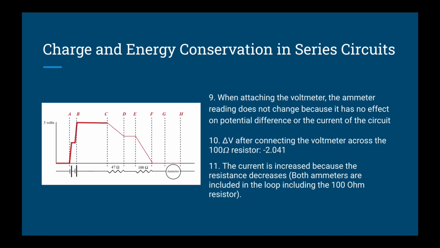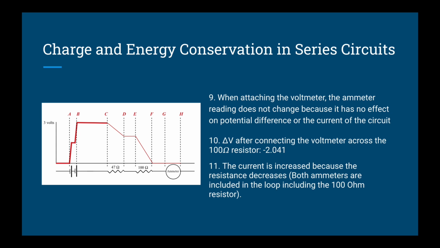When attaching the voltmeter, the ammeter reading does not change because it has no net effect on potential difference or the current of the circuit. Delta V after connecting the voltmeter across the 100 ohm resistor was negative 2.041. The current is increased because the resistance decreases. Both ammeters are included in the loop, including the 100 ohm resistor.